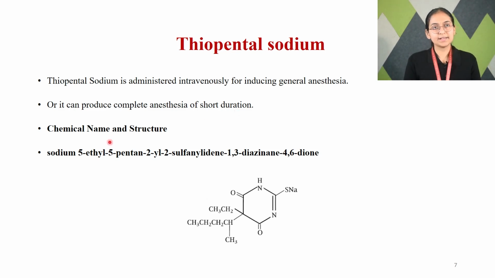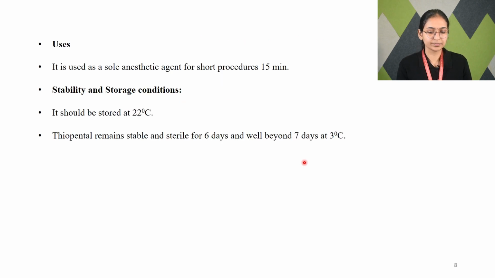Next part is the chemical name and the structure. Here you can see the structure of thiopental sodium. The chemical name is sodium 5-ethyl 5-pentyl 2-sulfanyl 1,3-diazine 4,6-dione. This is the chemical name for thiopental sodium.